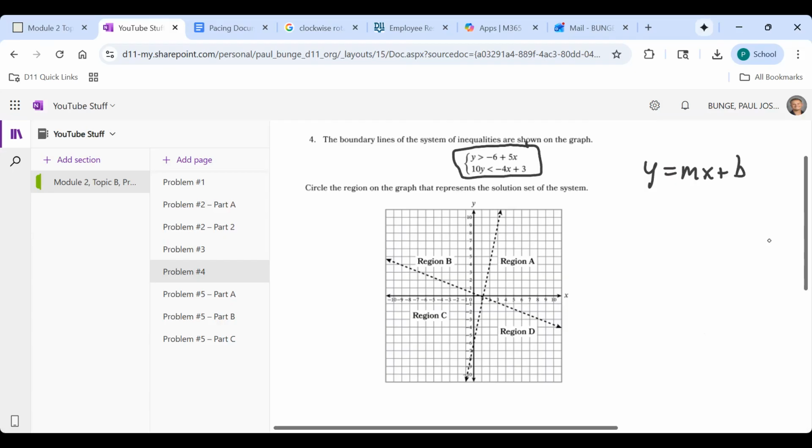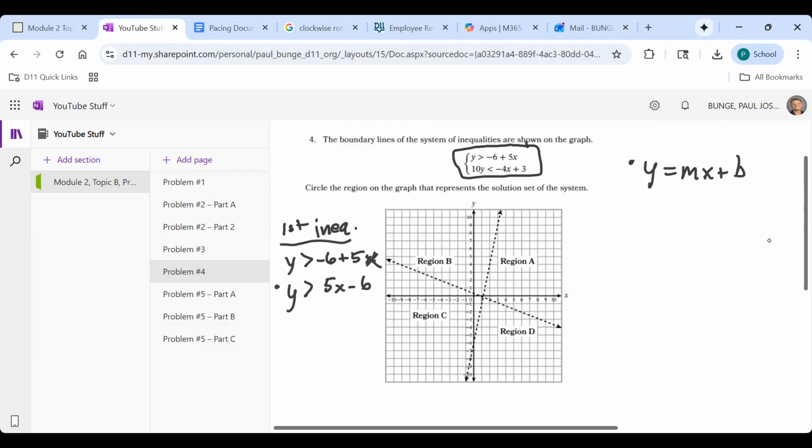Okay, so my first inequality, let's do it over here. My first inequality is y is greater than -6 plus 5x. We're actually using some of our knowledge and skills from the first topic to be able to do things here. Okay, so if I'm going to compare it to the equal sign, I have to get this in that order. So y is greater than 5x minus 6. If you notice this inequality looks very similar to our Holy Grail equation.